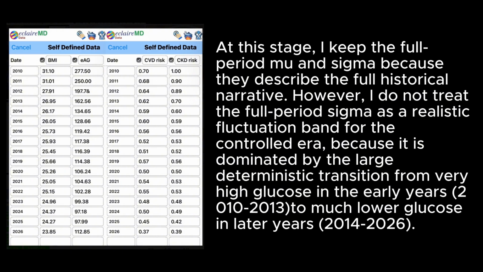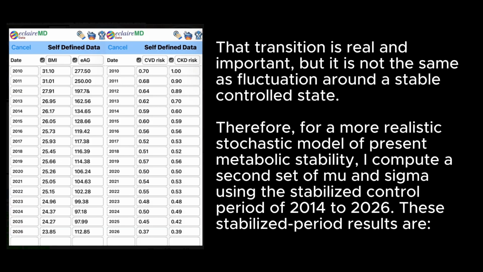At this stage, I keep the full period mu and sigma because they describe the full historical narrative. However, I do not treat full period sigma as a realistic fluctuation band for the controlled era, because it is dominated by the large deterministic transition from very high glucose in the early years 2010 to 2013 to much lower glucose in later years 2014 to 2026. That transition is real and important, but it is not the same as fluctuation around a stable controlled state.